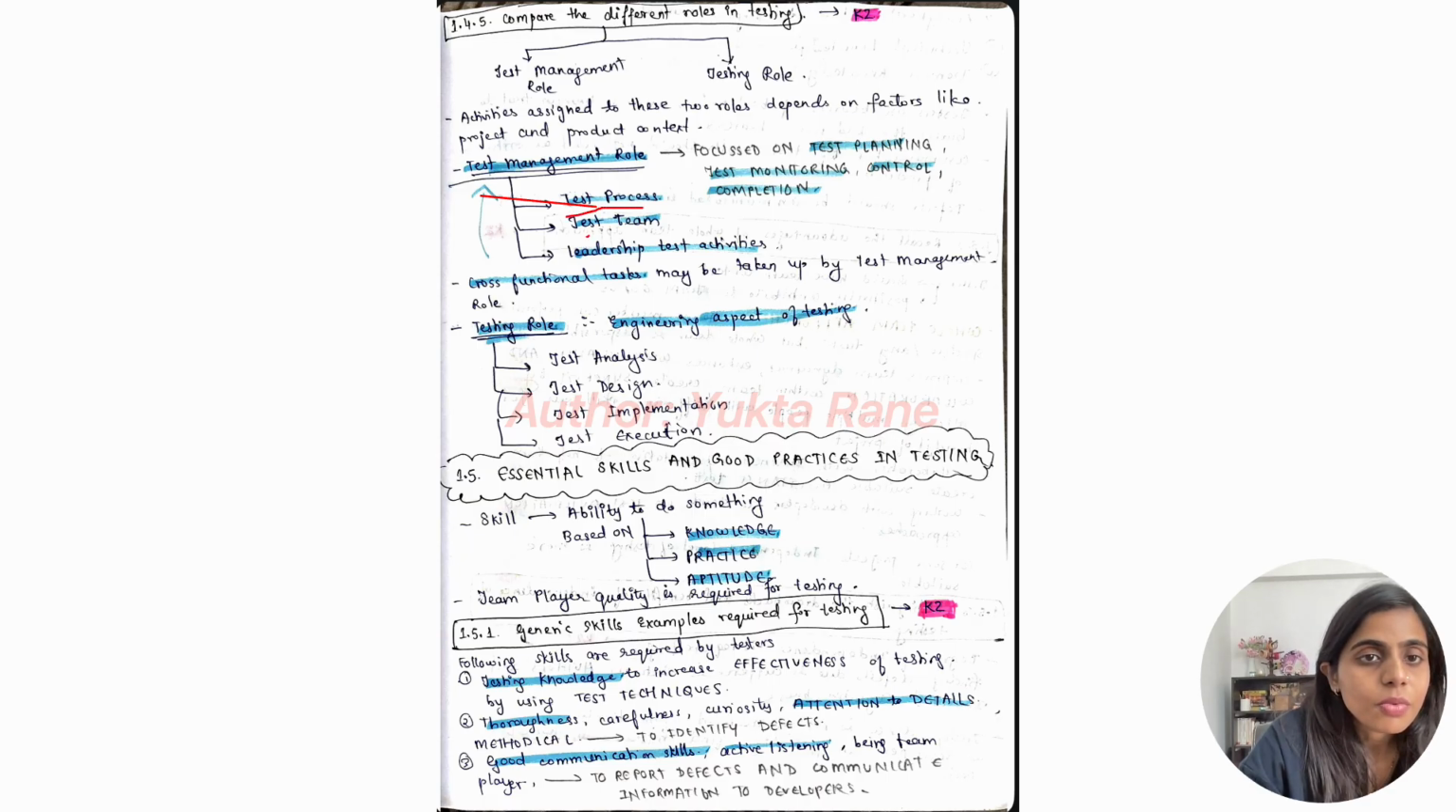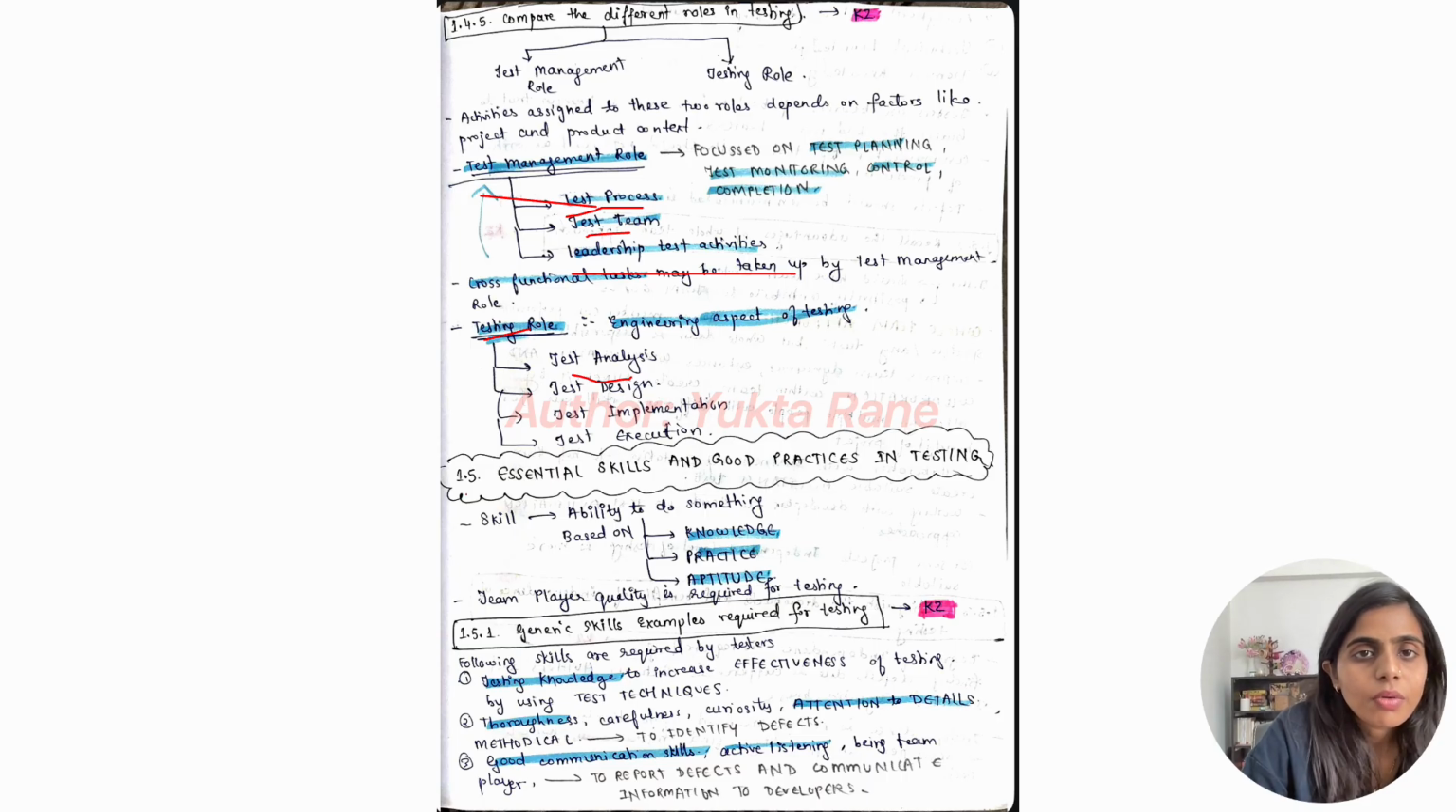So there will be a test process, test team, leadership, test activities. Now cross-functional testing may be taken up by the test management role, because since they are managing, it will be easy for them to communicate cross-functionally across the team. Now there is a testing role which covers the technical or engineering aspect of testing. In that you will have the test analysis, test design, implementation and execution.